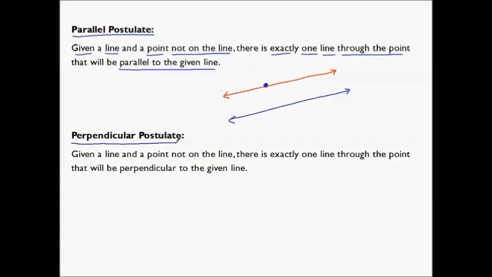Perpendicular postulate, very similar. We're given a line and a point not on the line. But this time we say there is exactly one line through that point that will be perpendicular, unlike the last one, which was parallel, to the given line. So there is one exact way that I can draw a line that is perpendicular.